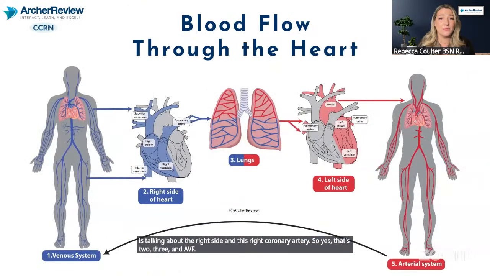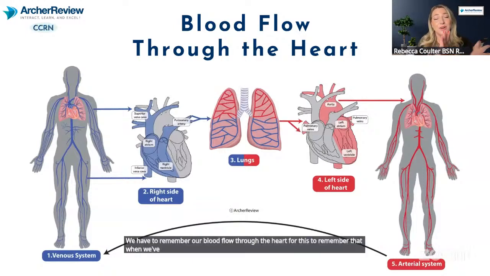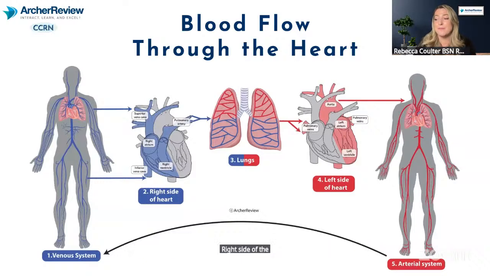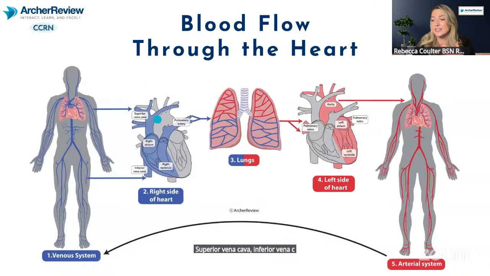We have to remember our blood flow through the heart for this, to remember that when we've got right side of the heart dysfunction, we're going to see that backup of blood flow in our CVP, superior vena cava, inferior vena cava, jugular venous distension, etc. If it was a left side problem, that's when we'd be worried about lung congestion.